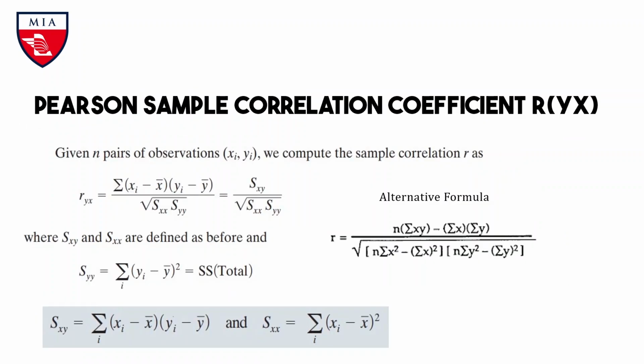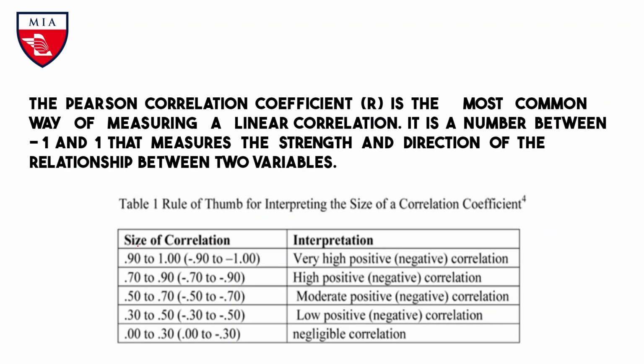Okay? So we have this formula for the Pearson sample correlation. R is equal to Sxy all over the square root of Sxx multiplied by Syy. If we derive this formula, we can come up with an alternative formula for the Pearson correlation coefficient. Okay? So we have this interpretation of what your correlation coefficient stands for. If you have 0.90, just read this and please remember the interpretation. Okay?